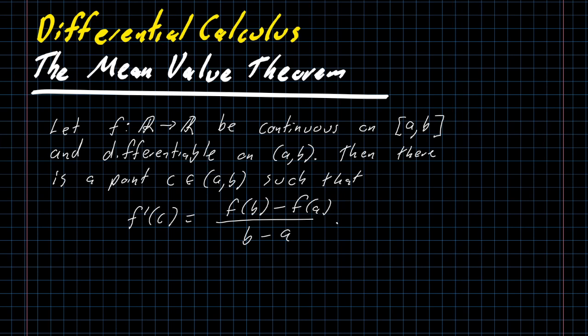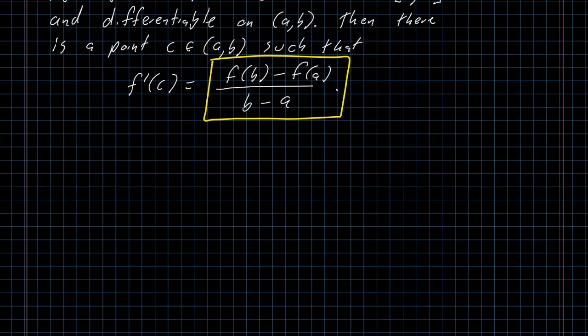That's really not a lot to ask. And with just that, we claim that there is a point c inside that open interval such that f prime of c is equal to f of b minus f of a all over b minus a. Well, take a minute and think about it. f of b minus f of a over b minus a.